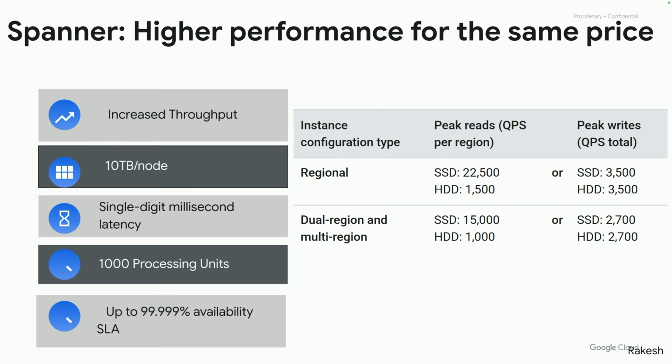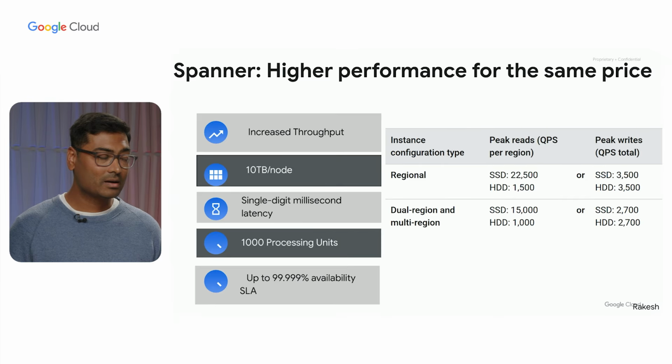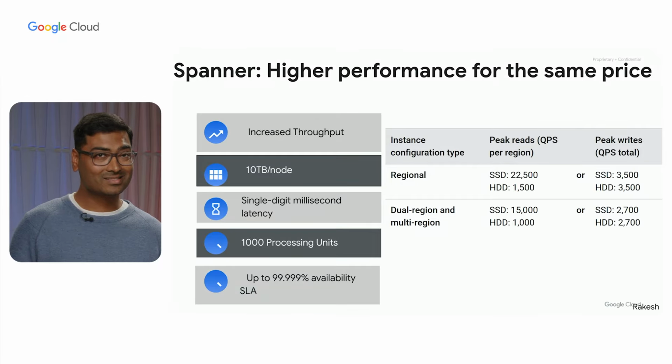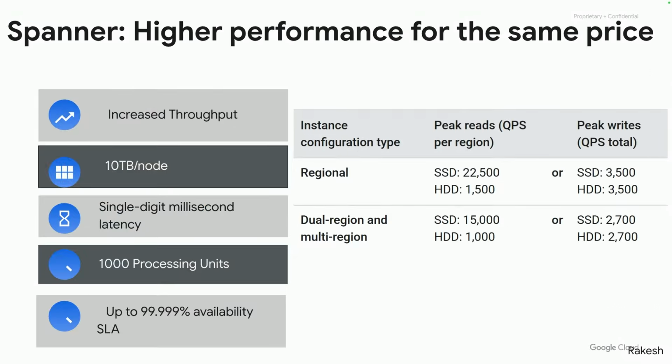Okay, we talked a lot about the features of Spanner. Let's look at the performance a little bit. Here is the slide with the peak QPS, read and write QPS that is supported by Spanner. Each node supports up to 10 terabytes of stored data. And you can configure the nodes based on processing units, which can go as granular as 100 processing units as well. Spanner offers 5 nines availability for your mission critical applications.